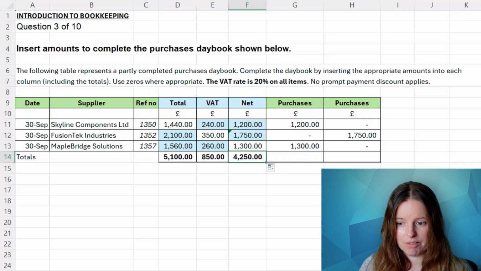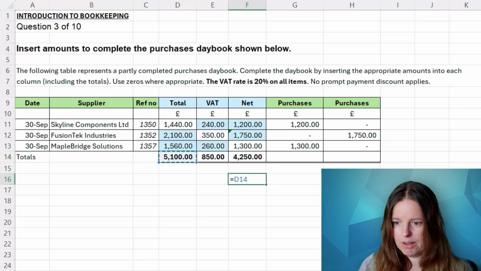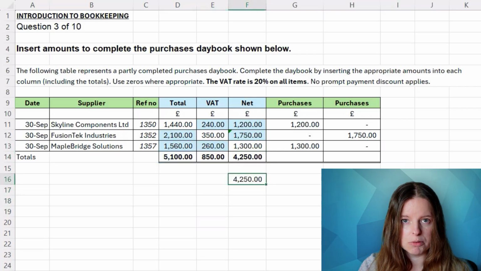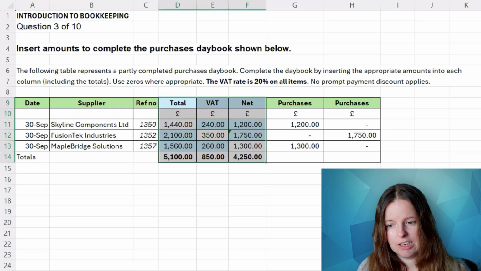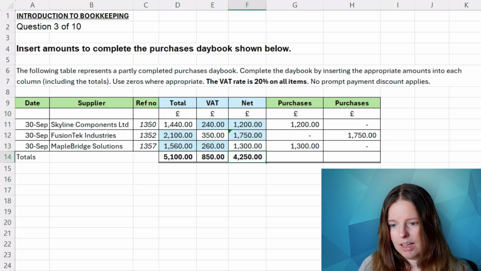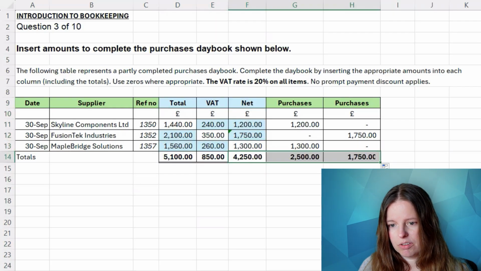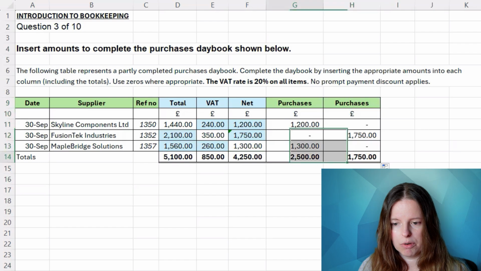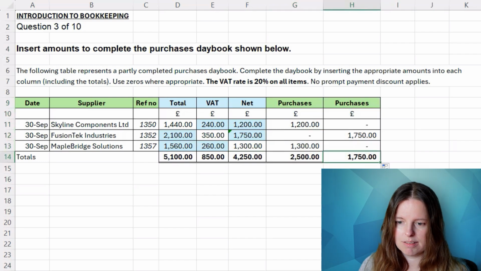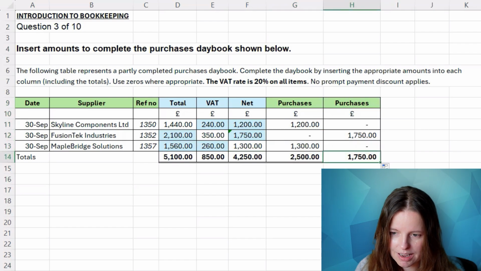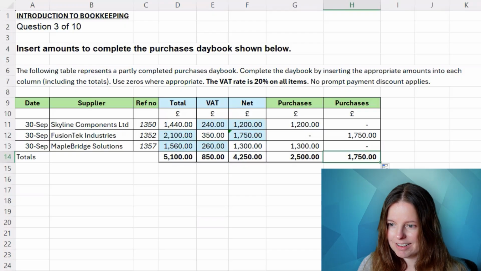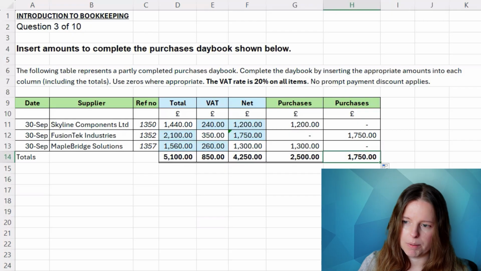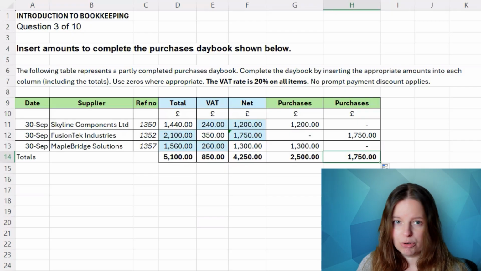But in the exam, I advise that you take the gross minus the VAT and make sure that comes back to the net. So that you've just done a quick calculation in there to make sure that you're happy. And again, we want to sum up the total of these two purchases columns as well. So we've got 2,500 and 1,750. So once again, make sure that you read the question and you make sure if it says you need to insert the appropriate amounts into each column, then make sure that you do that.